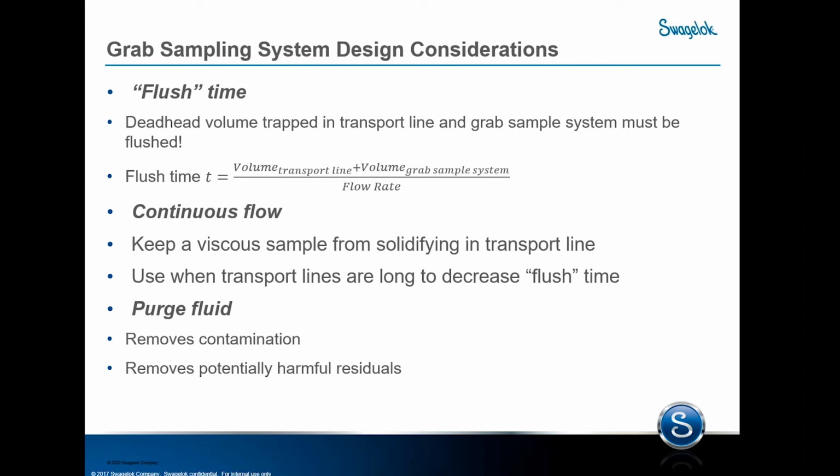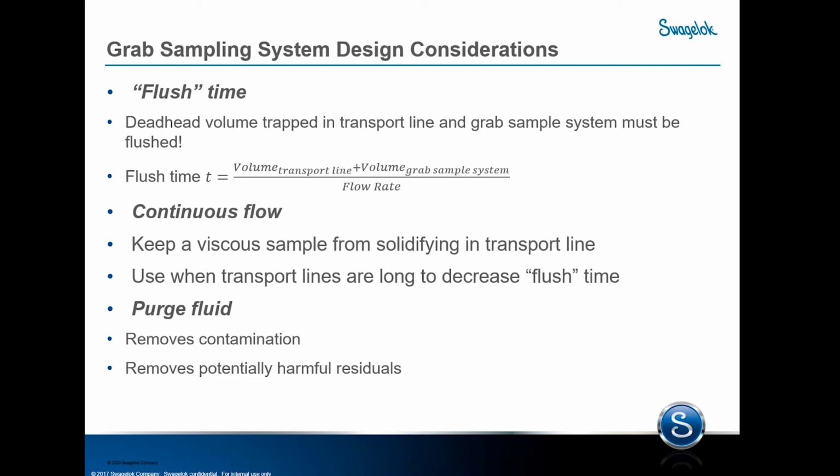Now, flushing and continuous flow should not be confused with purging. Purging is different. With purging, we're taking a secondary fluid. Usually it's an inert gas like nitrogen, but it could also be a solvent or something else, and we're flowing it through the sample panel to clean it out.